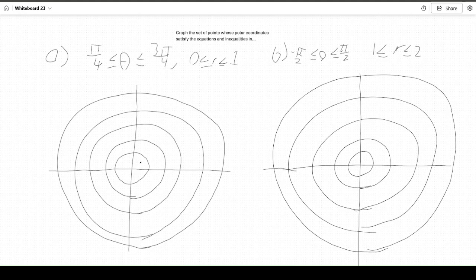We know that pi over 4 is going to be like this, because this is pi over 4, as we know from the unit circle. And we're going to 3 pi over 4, and that is going to be over here. So this is 3 pi over 4. Basically, we're going to go from here to here. Let me just show you. We're basically just shading this in. And that's all you need to do, guys. That's pretty much it.